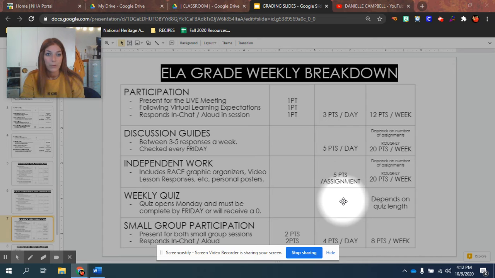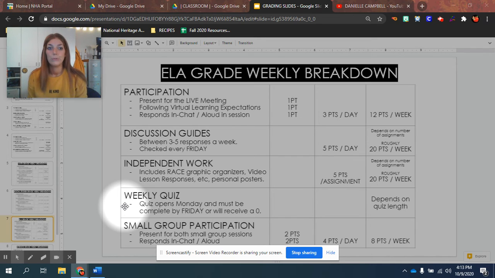Those are always 5 points apiece. And these numbers over here are always going to depend on the number of those assignments we had a week. So sometimes we don't have discussion guides on certain days of the week, so we just count those as 5 points per discussion guide. The next topic I'd like to get into is our weekly quiz.